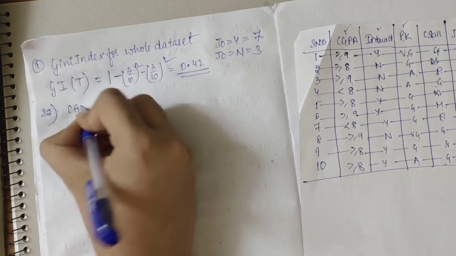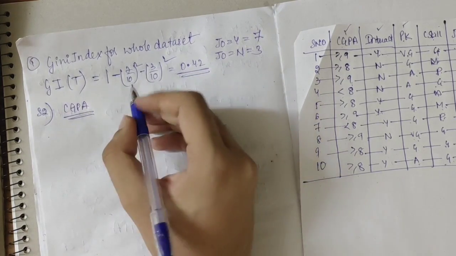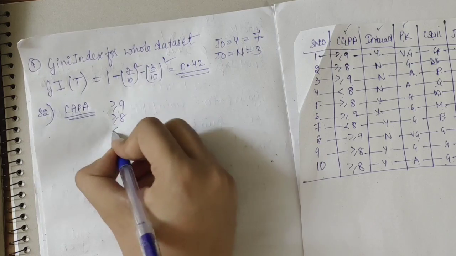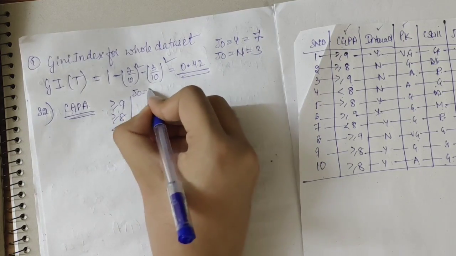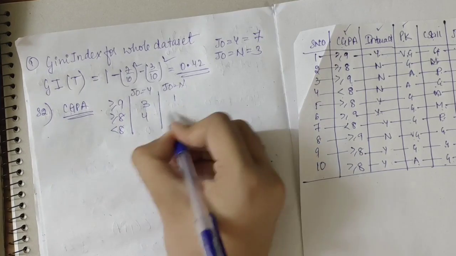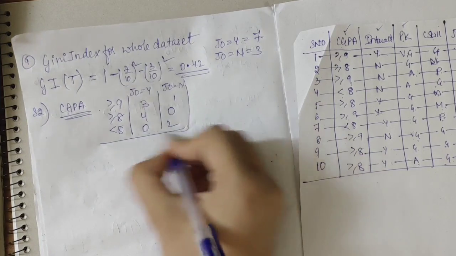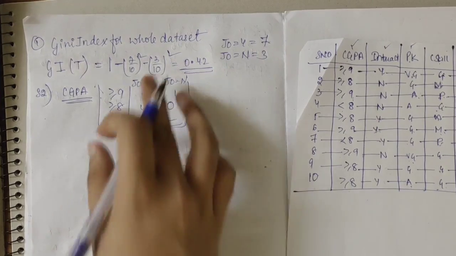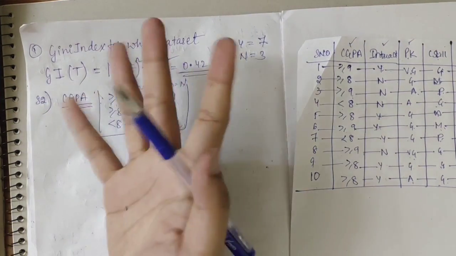So firstly, I'll start with CGPA. For CGPA, I know it is greater than or equal to 9, greater than or equal to 8, and less than 8. When job offer is yes, and here job offer is no. Job offer is yes, I have 3 and 1, here 4 and 0, here 0 and 2. Now we cannot cancel these because we are not making use of entropy here. So be careful while solving for the CART algorithm.